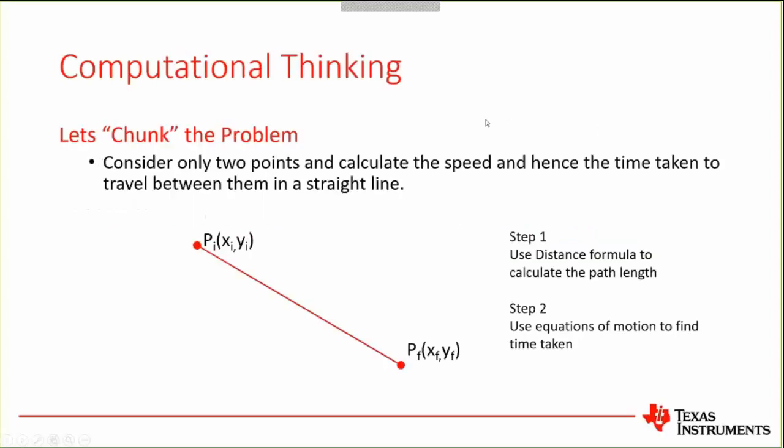A big part of computational thinking is to break the problem into manageable chunks. As far as the students are concerned, all the mathematics we have to do is to work out, if an object starts at this point where we know the coordinates and finishes down here in a straight line path, how long is it going to take? That's well within Year 10 mathematics. They can use the distance formula to calculate the length of that path, and if they haven't already done it in science, we can do a little work on the equations of motion to work out the time taken for that path.